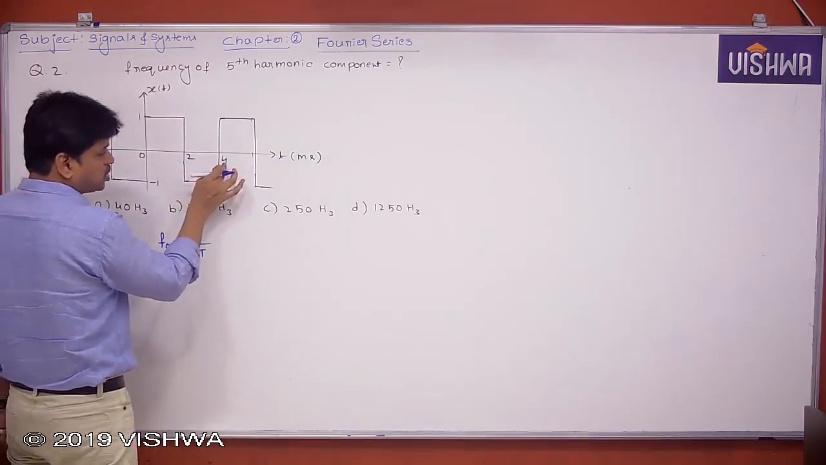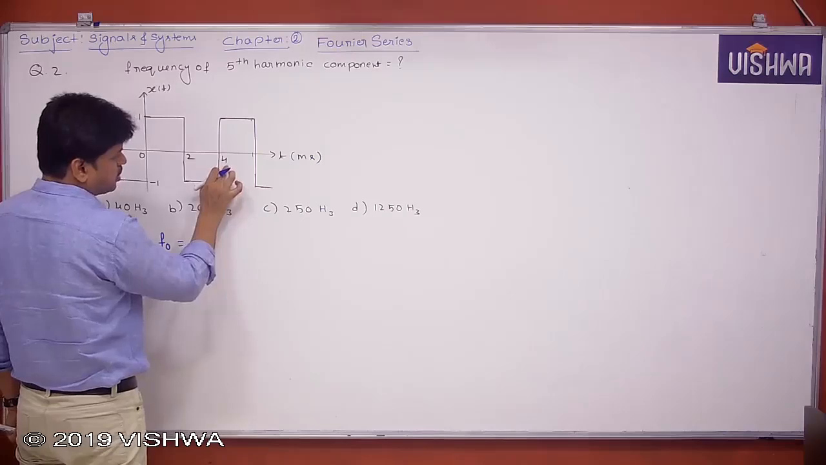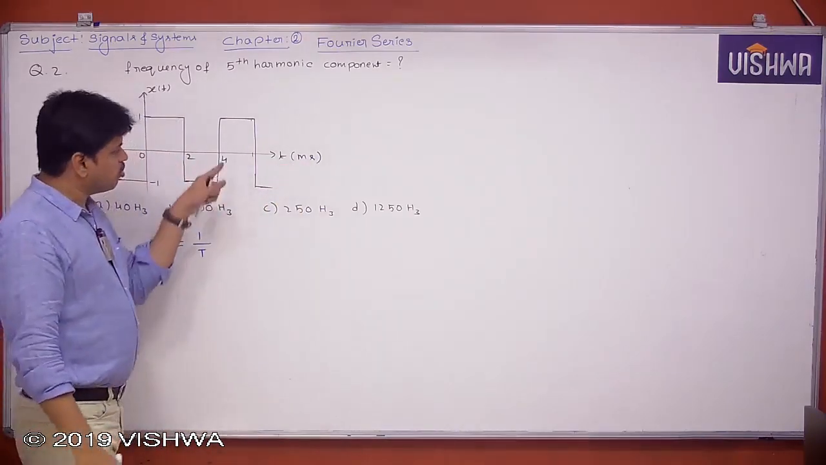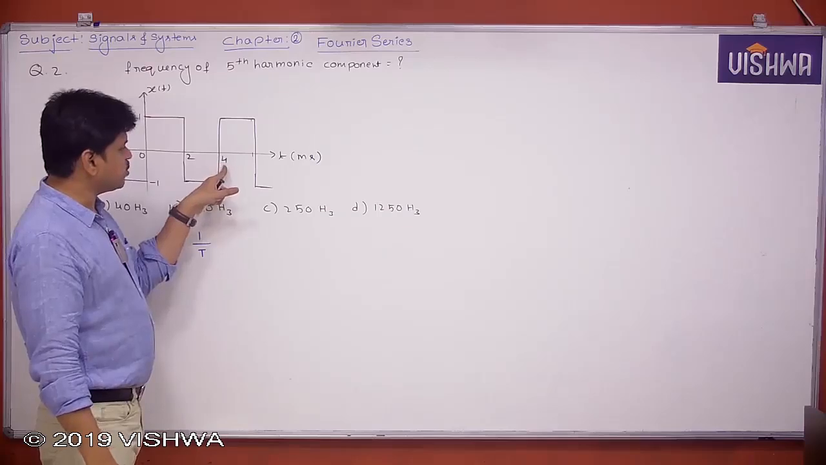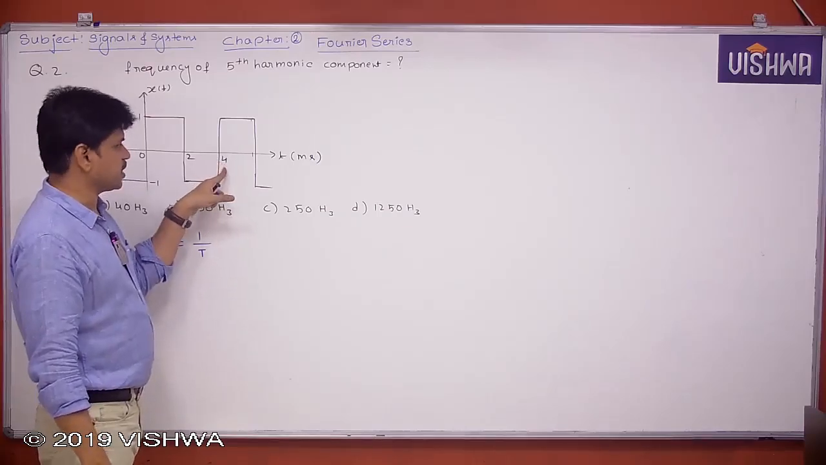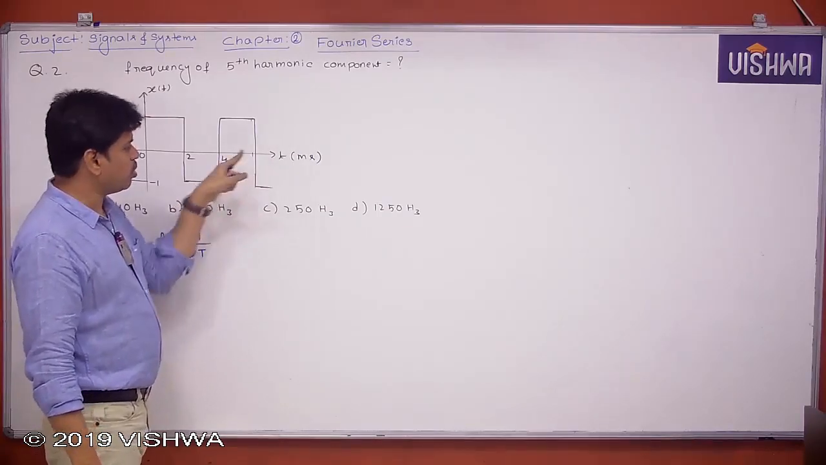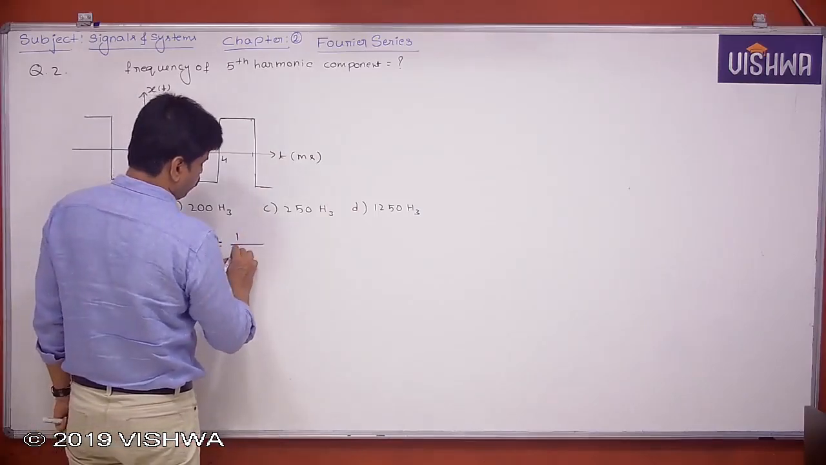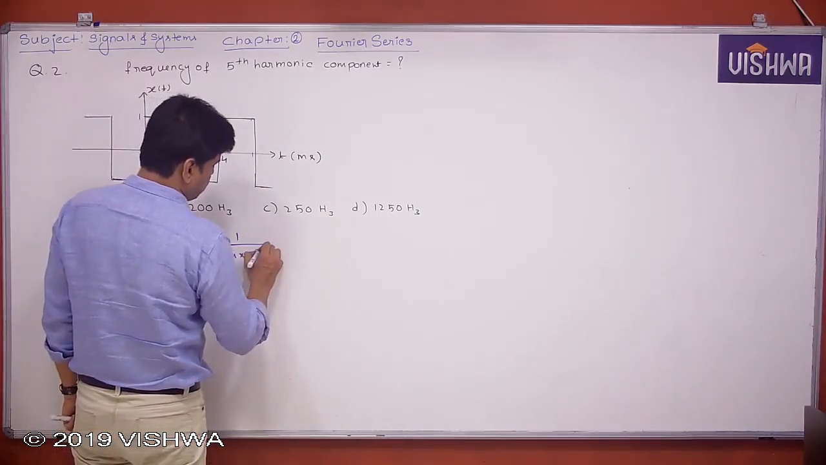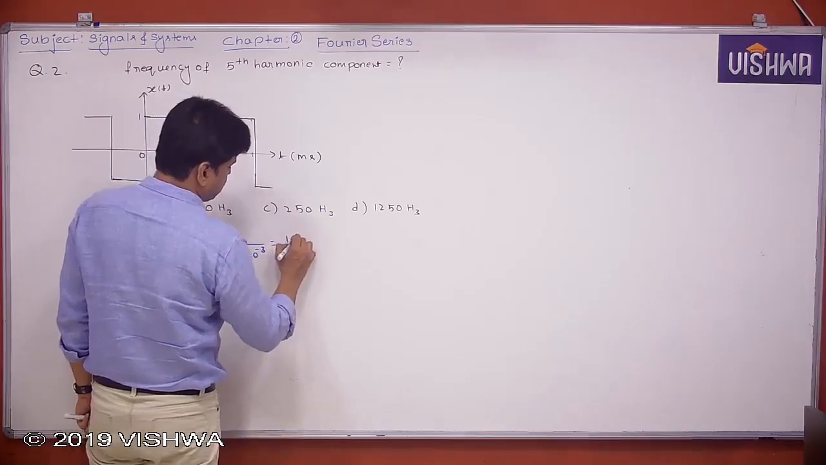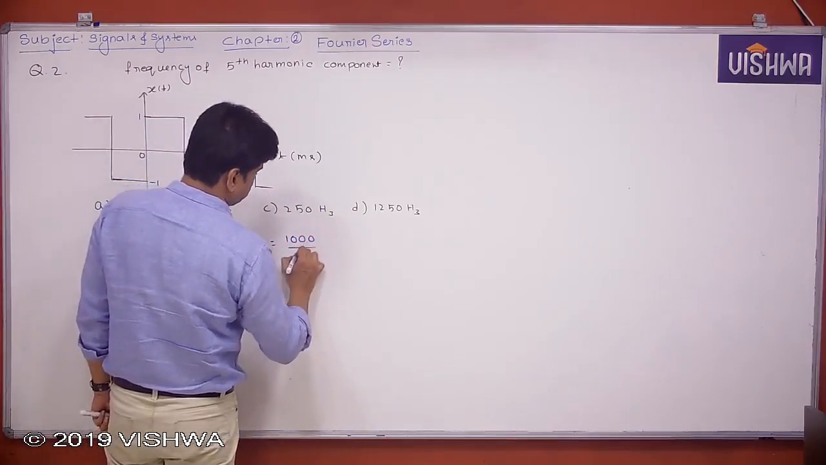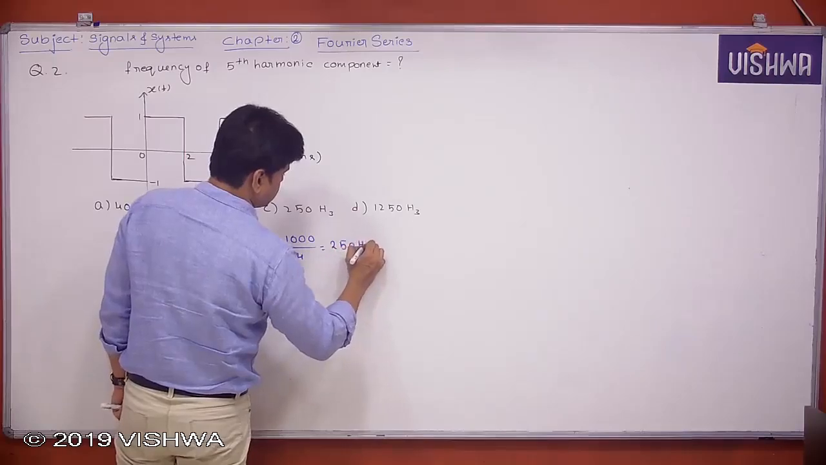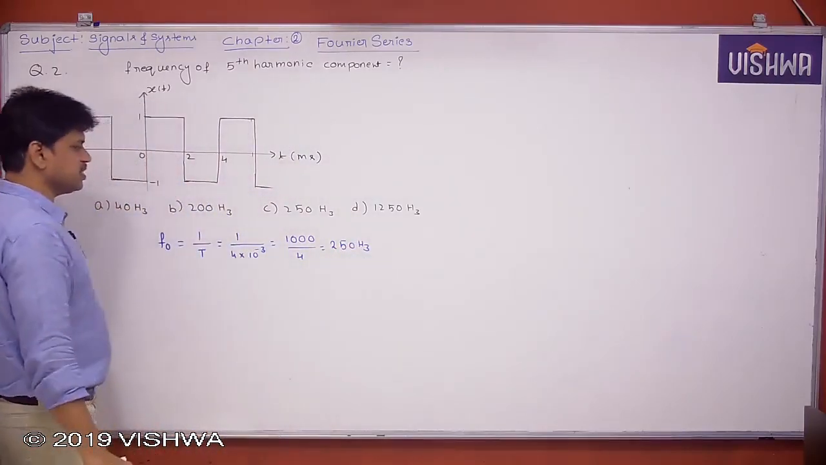4. But don't underestimate this question, because they have given milliseconds here. That means 4 is not simply a number, it is actually 4 milliseconds, not 4 seconds. So I can simply write 1 by 4 into 10 power minus 3. So this is 1000 by 4, so it is 250 Hz. This is the fundamental frequency F naught.